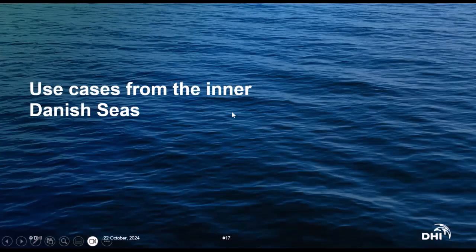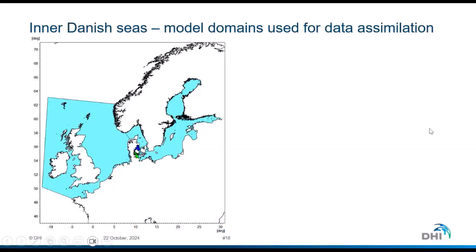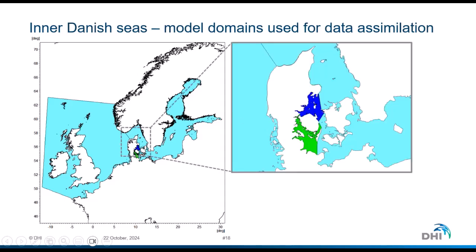We will look at two use cases from the inner Danish seas. And what is the inner Danish seas? This here is Denmark. In the center, the nice, beautiful head, and that's surrounded by oceans. So on the west of Denmark, we have the North Sea, and the east of Denmark, we have the Baltic Sea. And if we zoom in on Denmark, we see that we have here the inner Danish seas.